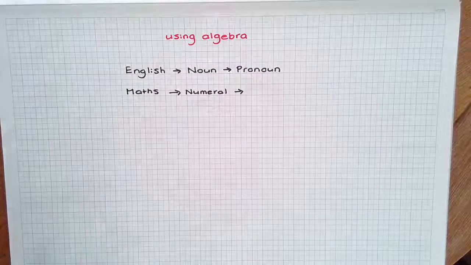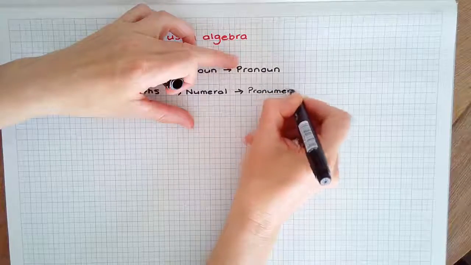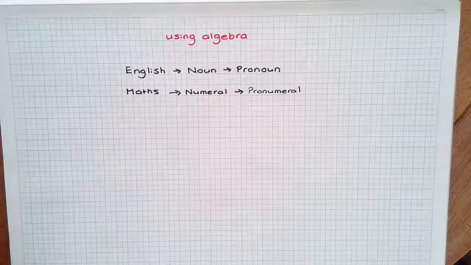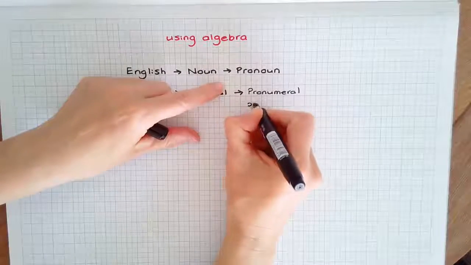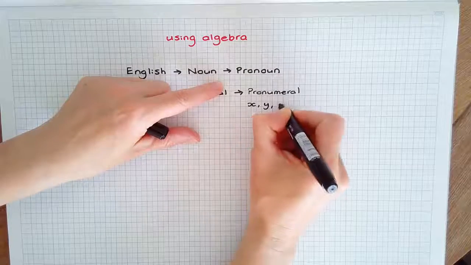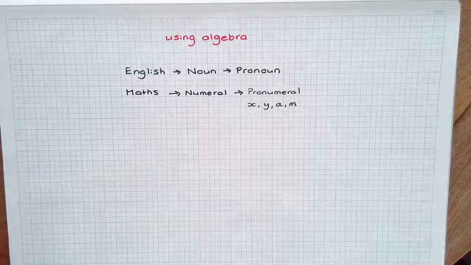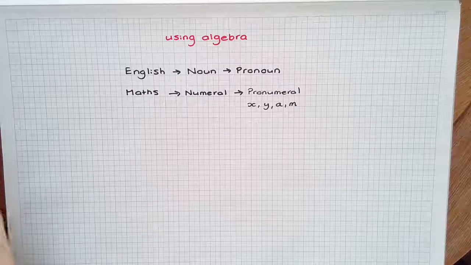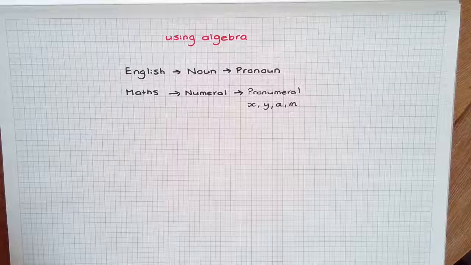So a pronumeral is a symbol to take the place of a numeral. Pronumerals are usually lower case letters, such as x, y, a, m, but they can use any letters. And they can represent numbers that can be counted or measured. The numbers can vary, so they're often also called variables.